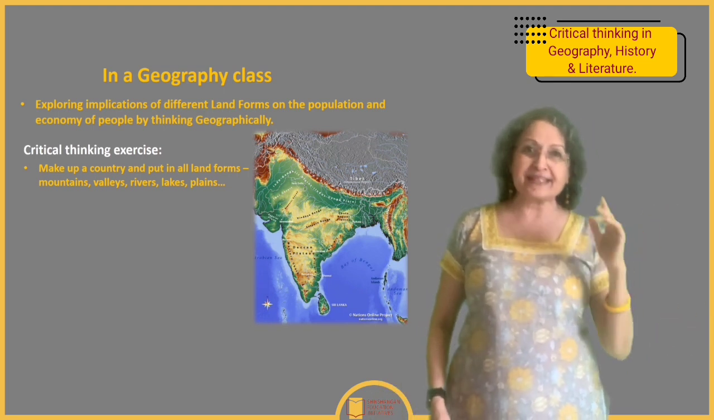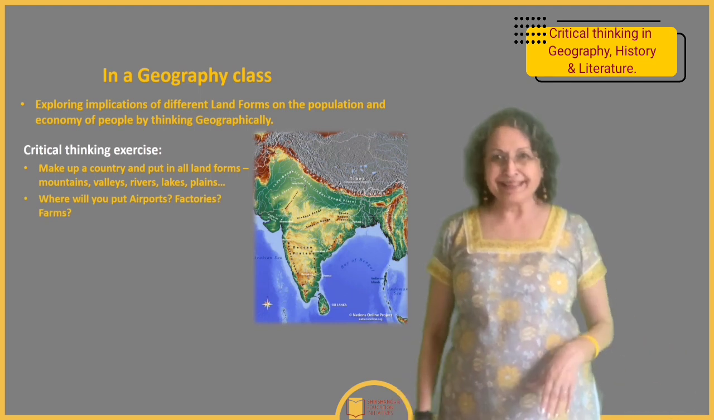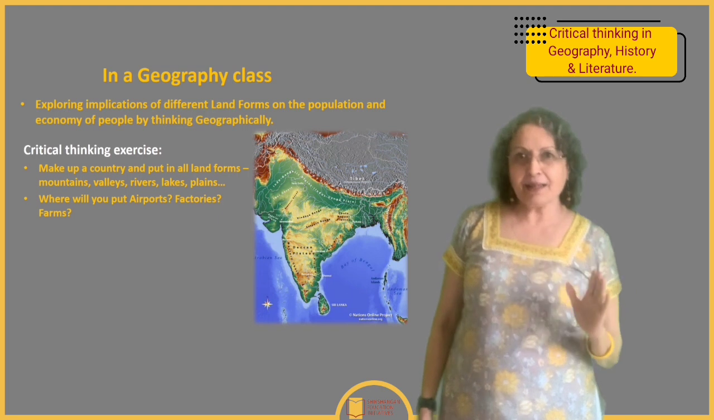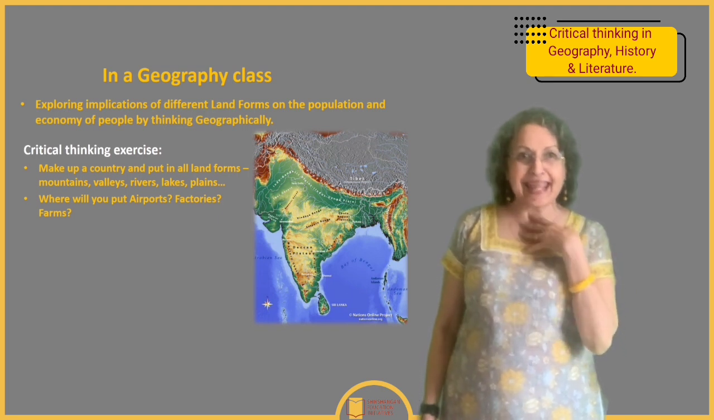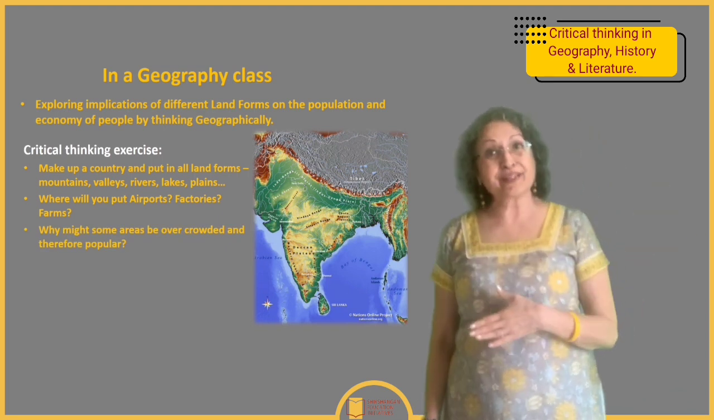ये सारे land forms, deserts आप ही डालो ना. ये country तो imaginary है, आप बना रहे हो. Then you say, okay, now that you have done this, tell me where would you like to put the airports? Where would you like to put the factories? Where would you like to put the farms?